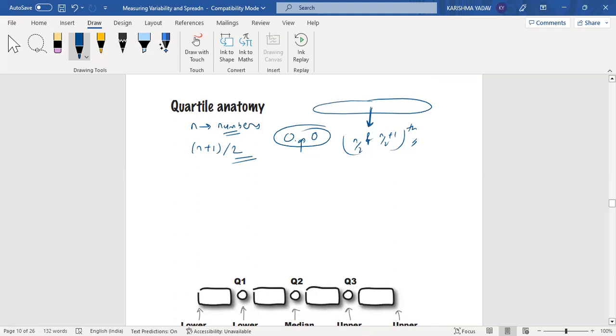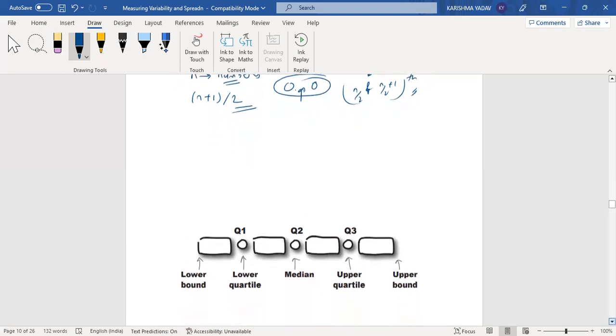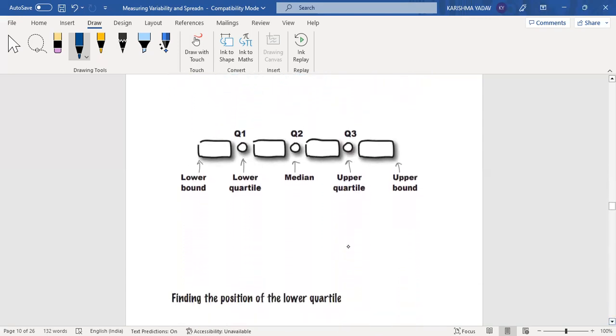Now if we further split the data into quarters, how can we find these values? In the quarters, we are splitting the data into 4 parts, that is the first part, second, third part, and this is my fourth part. Now we are going to find the values that lie in between. This is my lower bound, this is the upper bound, the value between them is the upper quartile, this is the median, and this is the lower quartile. Finding the position of the quartiles is slightly trickier than finding the position of the median, but it's not that hard, you can get it very easily.